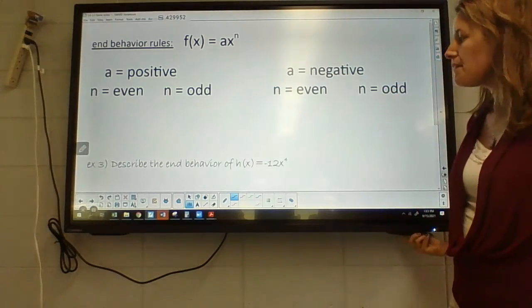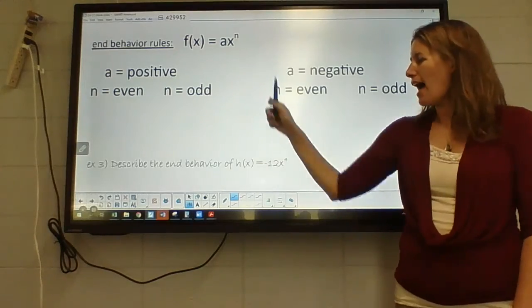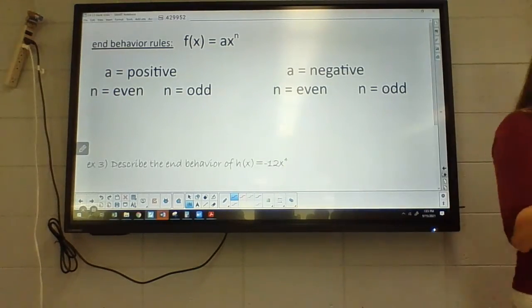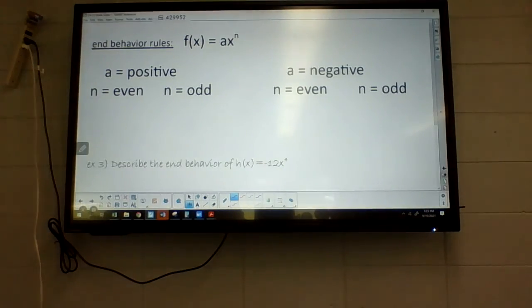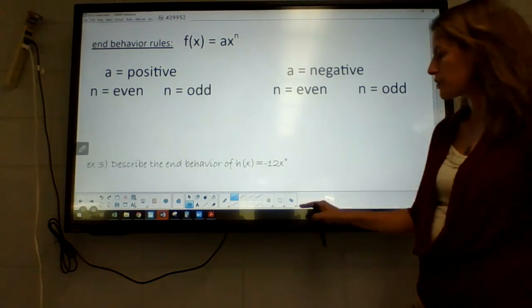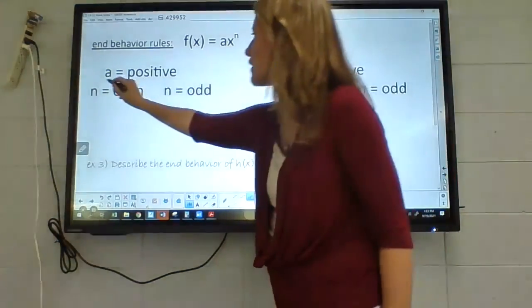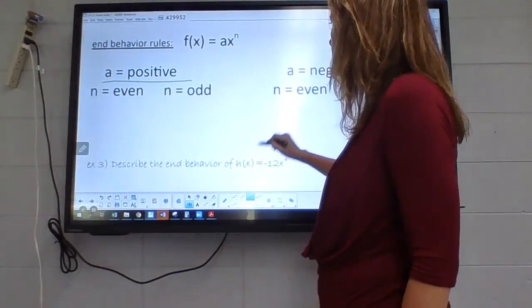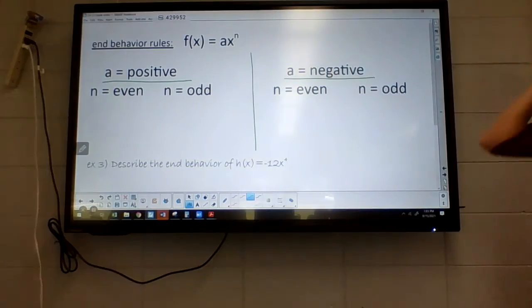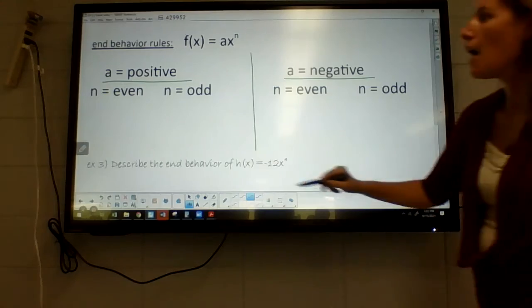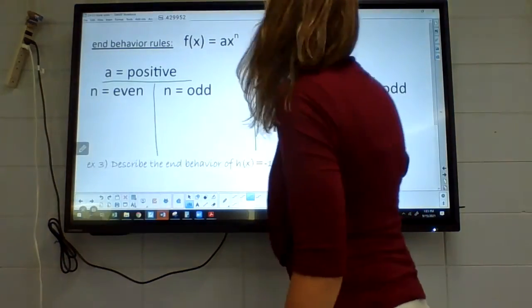This only works if the x is a normal variable, not an exponent. We didn't mention this before because that wasn't the case. This is a polynomial, and this is our end behavior rules. There are two different categories here. First of all, if A is positive or if A is negative. So it falls into different categories. Then within that, we can break this up a little bit.